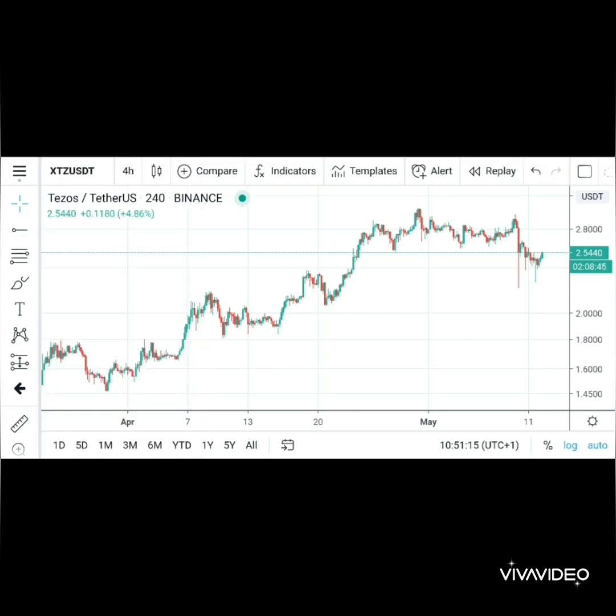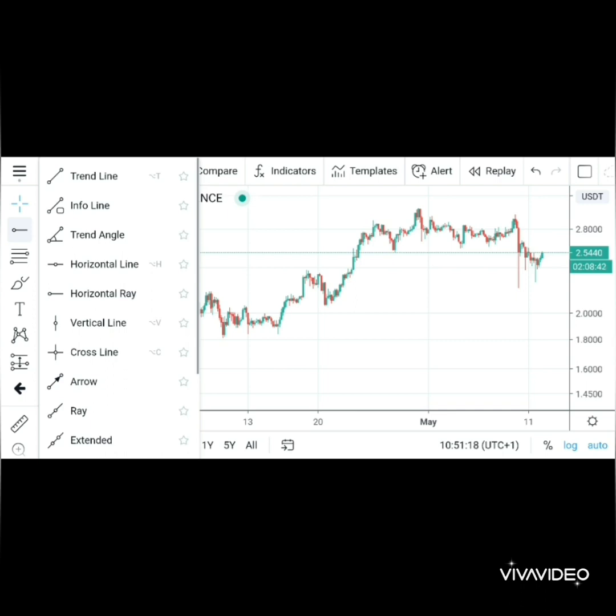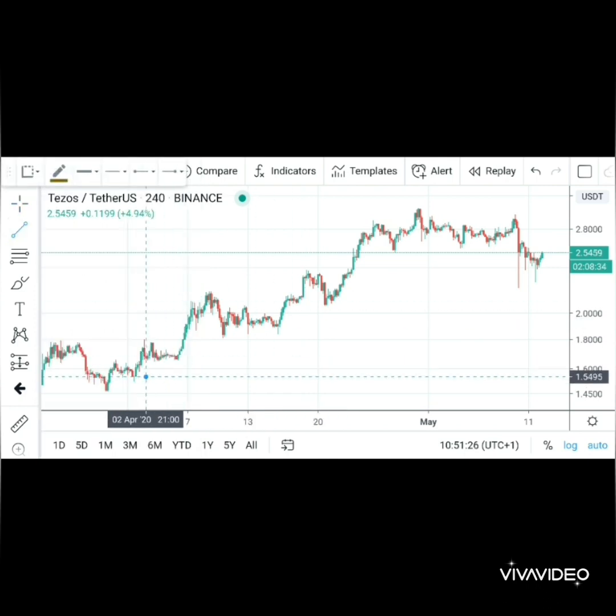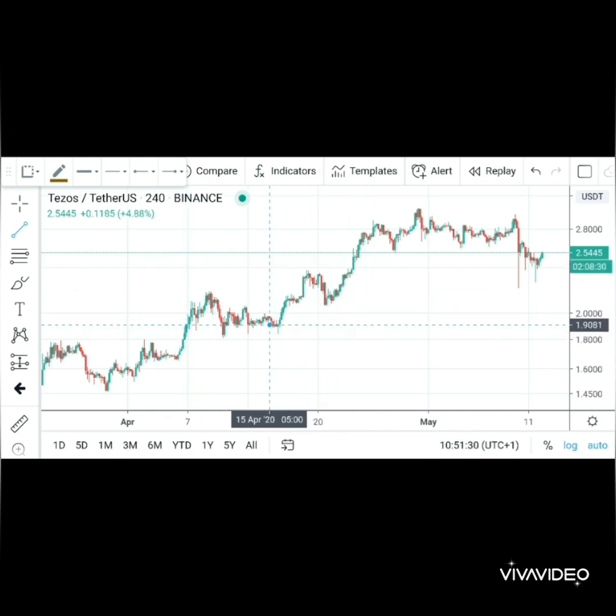You have your trend line. You use this one to draw your trend line. Trend line is an example of a market structure. For example, if I want to draw a trend line on this, let's say, okay, I will come back to that later.